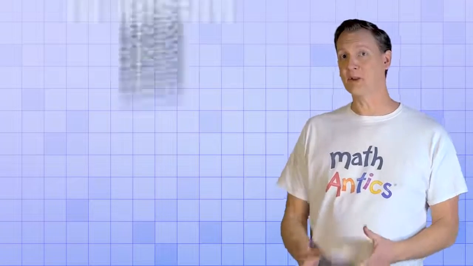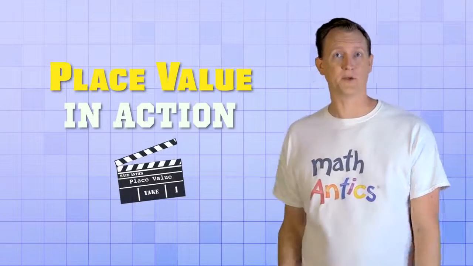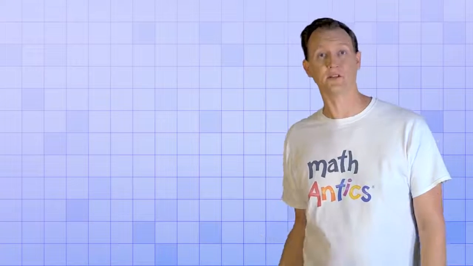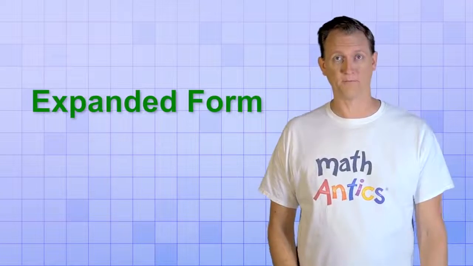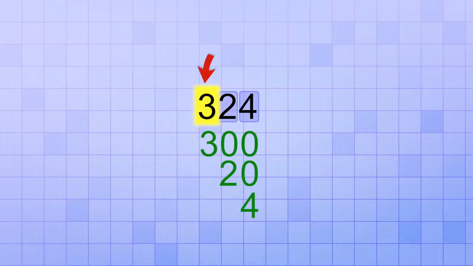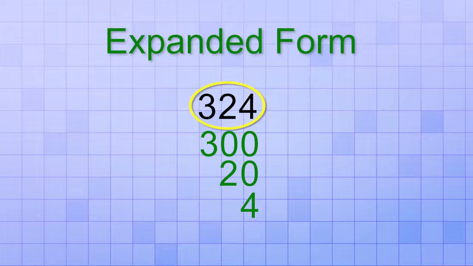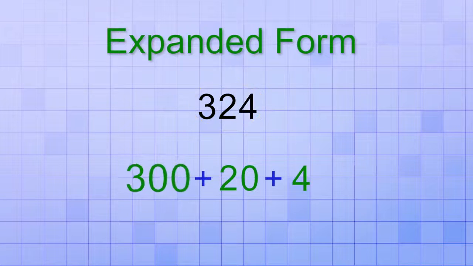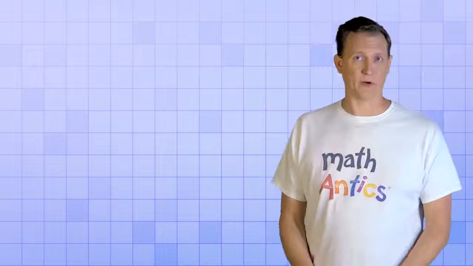Okay, now a great way to see place value in action with some actual numbers is to expand them to show that they're really combinations of different groups. When we do this, it's called writing a number in expanded form. For example, we can expand 324 to be 300, 20, and 4. Because the 3 is in the hundreds place and means 300, the 2 is in the tens place and means 20, and the 4 is in the ones place, so it just means 4. So 324 in expanded form is the combination of those amounts. 300 plus 20 plus 4. Let's try writing another number in expanded form.